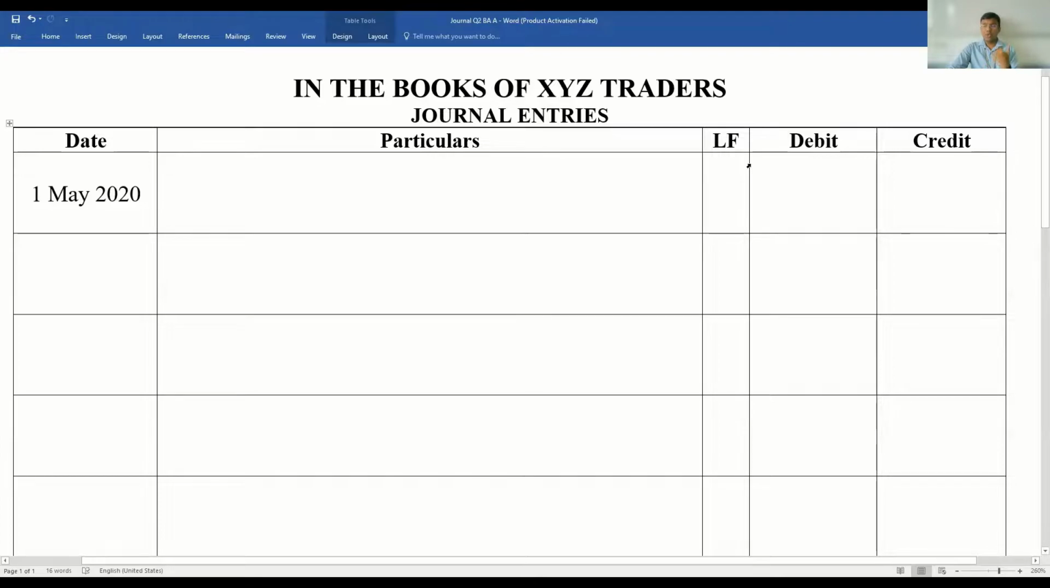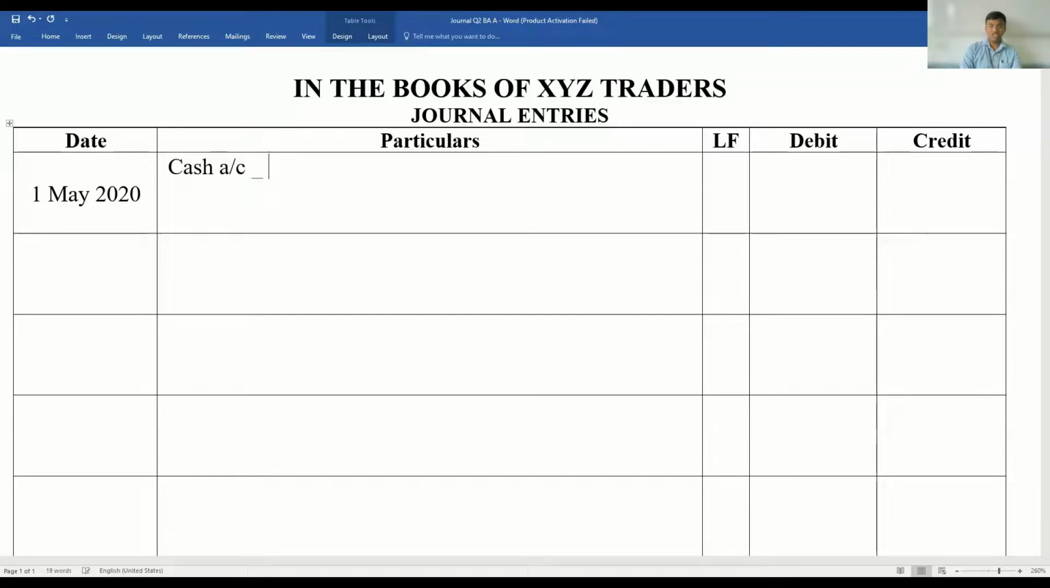Cash is coming in. Who's contributing the cash? Owners contributing the cash. So the two accounts involved in the first transaction are cash and capital. Cash is real, capital we know is personal because it is representing the owner or the proprietor. So capital account is personal. So the two accounts involved over here are cash account.